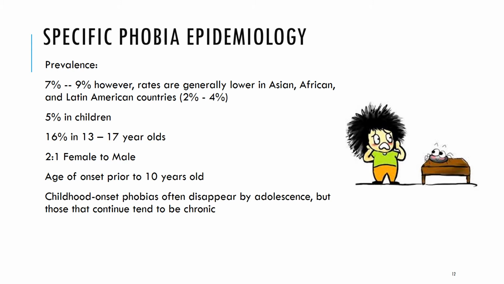There's a 2 to 1 ratio, female to male, and the age of onset is typically prior to 10 years old. Child-onset phobias often disappear by adolescence, but those that continue tend to be chronic. So if you have that fear of spiders as a child, the phobia of spiders, not just a fear of spiders, and it's not gone by adolescence, typically you'll have that for most of your life.